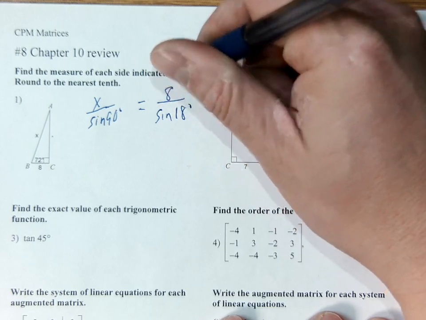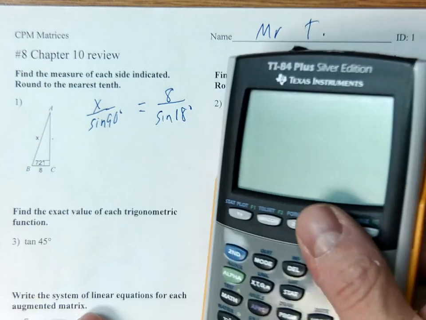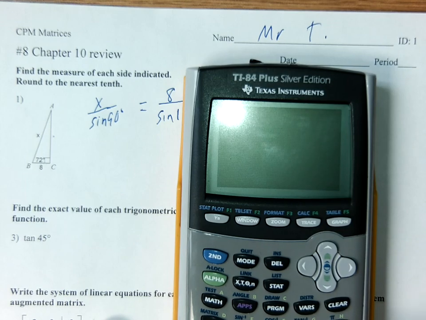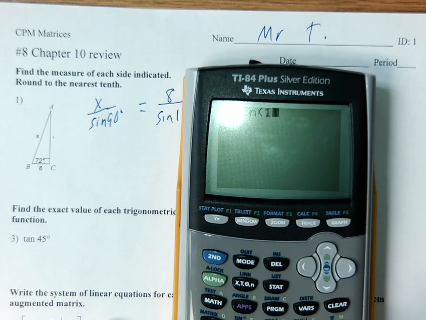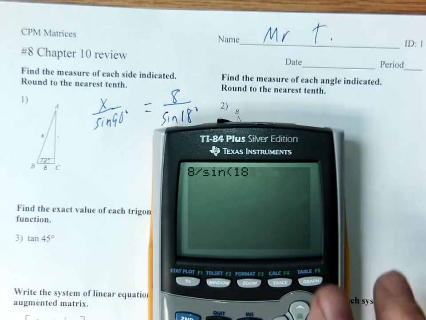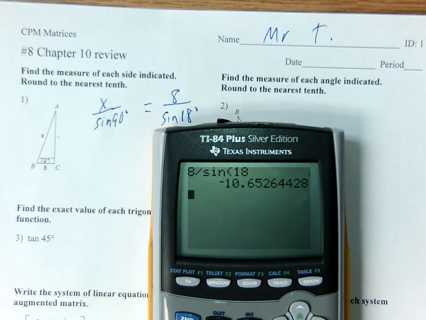So I'll divide this out. 8 divided by sine of 18. Sorry, I can't see that very well. I'll get... that's not right.